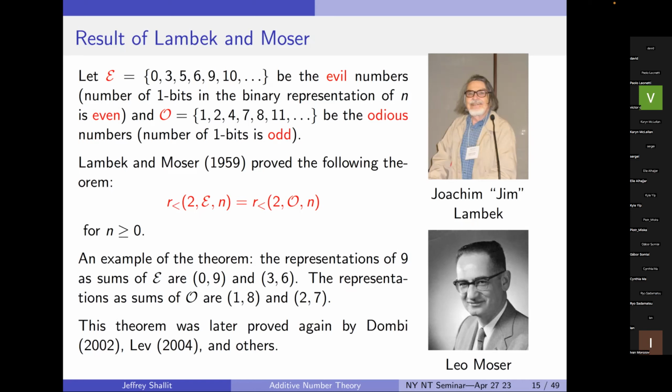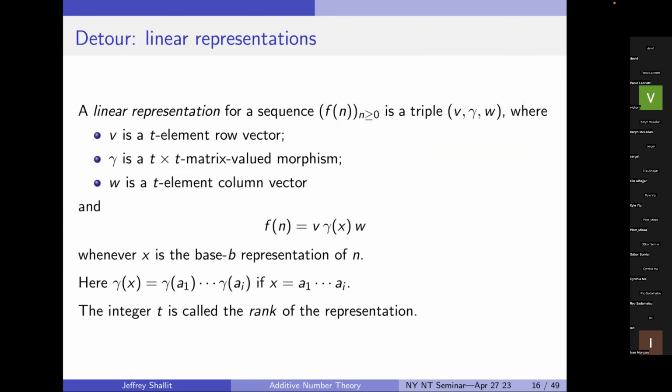So this theorem was later proved again in a paper of Dombey, a paper of Lev, and a bunch of other people. Okay, so what I'm going to do is show you how to prove this theorem, which is not strictly expressible in the first-order logic that we have, but we can still attack it with Walnut because Walnut can do some enumeration in addition to its proofs and disproofs of theorems.